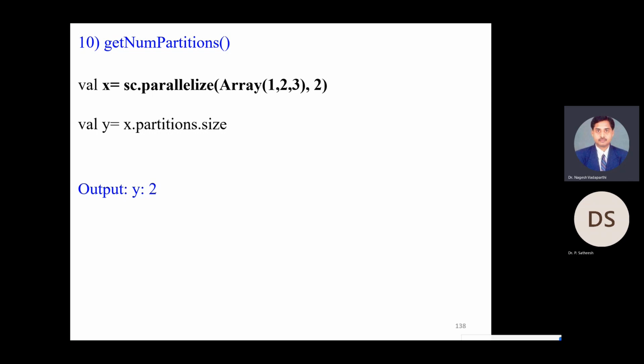Next, get number of partitions. Value x is equal to sc.parallelize(Array(1, 2, 3, 2)). Then value y is equal to x.partitions.size. How many partitions? I am dividing into 2, so definitely it will give output 2. With this one, I'm closing the transformations and the functions.